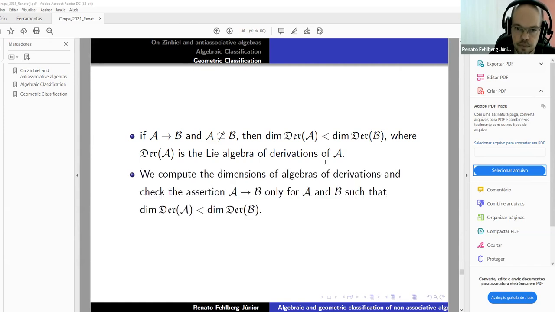So to check if an algebra A degenerates to B, we only check this assertion in the cases where the dimension of derivation satisfies this inequality. There are other relations that can be used, for example, about the annihilator, but here we mainly use this relation about the derivation of these algebras.